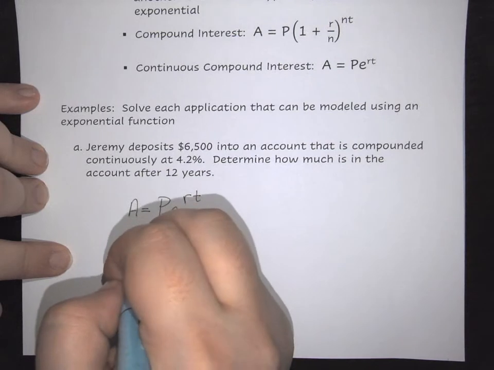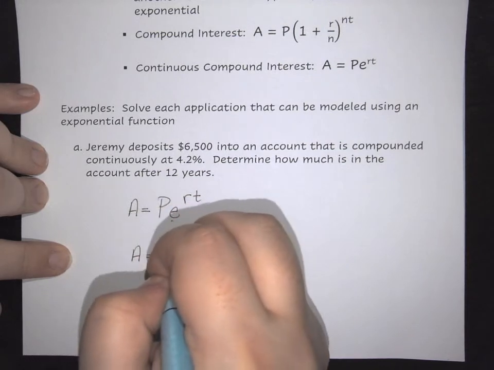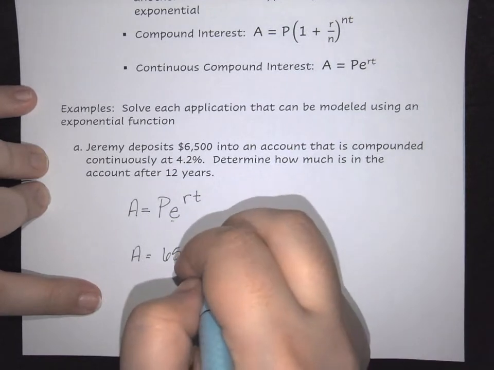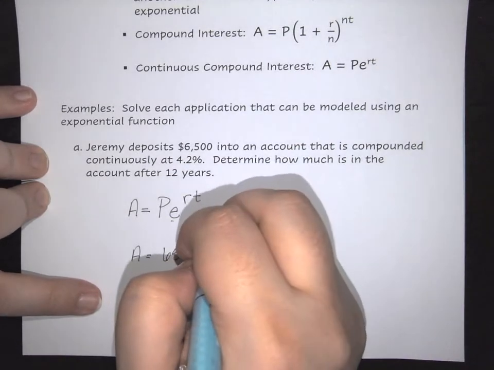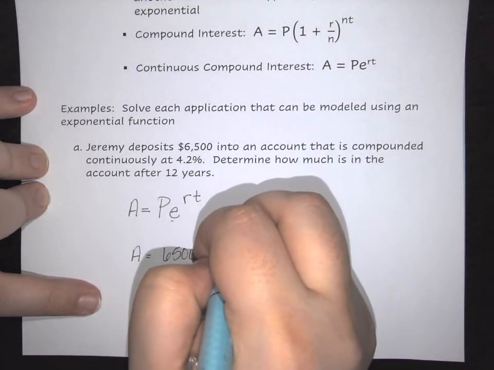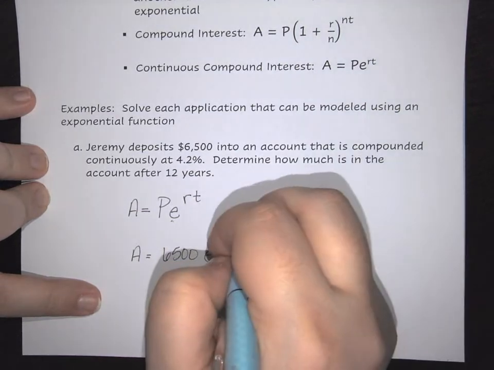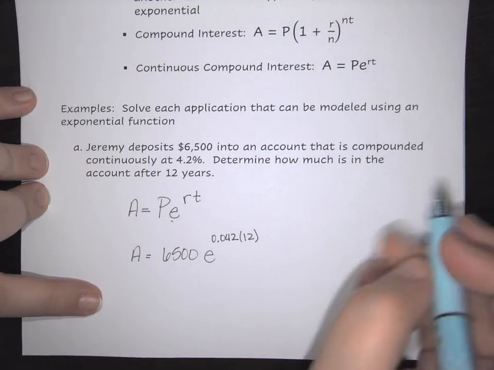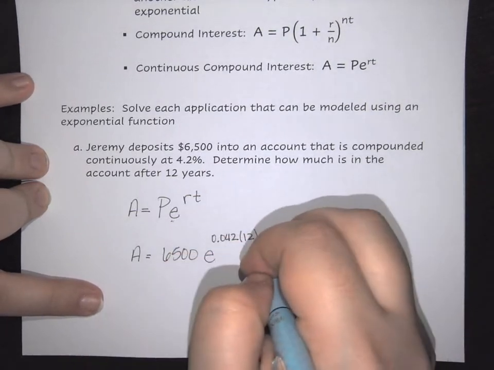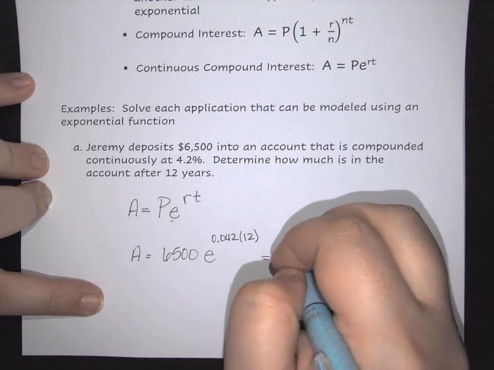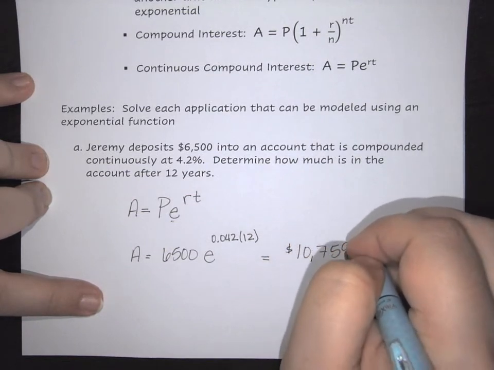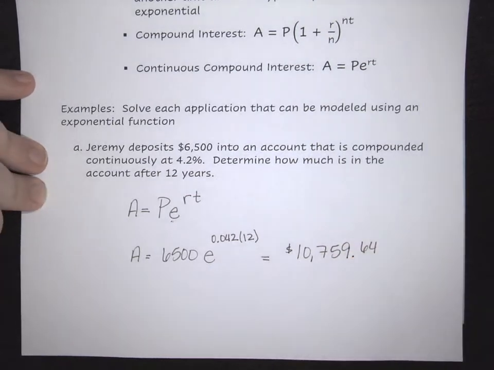And so here you would have that A is equal to the 6,500 that Jeremy puts in, e raised to the 0.042, which is your rate, times 12 years. Okay, so here you just simply plug that through your calculator and you are going to come out with $10,759.64.